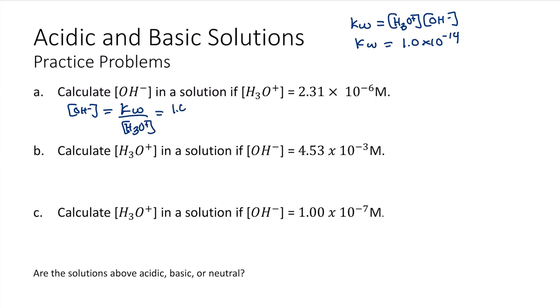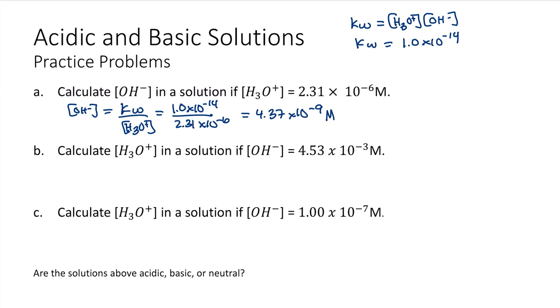Now we have a plug and chug situation. We have 1.0 times 10 to the negative 14 divided by 2.31 times 10 to the negative 6. And what does that equal? Go ahead and get your calculators out and plug that. So I get 4.37 times 10 to the negative 9. And remember, we're solving for a concentration, so my units are going to be concentration.